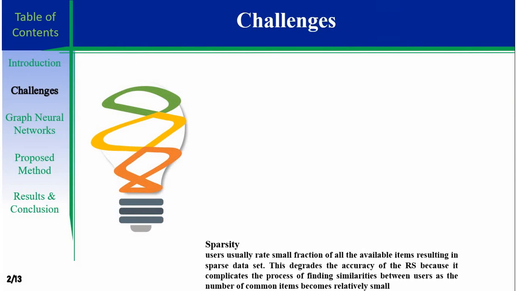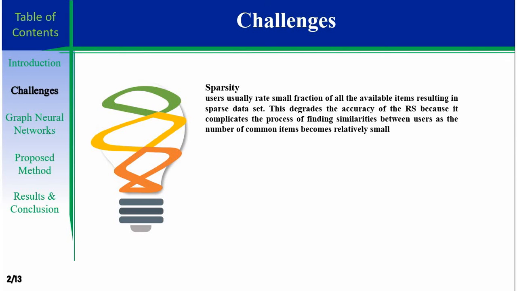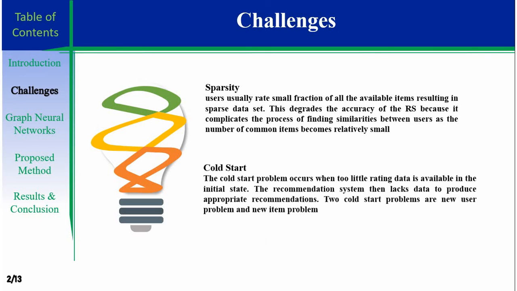Challenges in recommender systems. Sparsity. Users usually rate a small fraction of all available items, resulting in a sparse dataset. This degrades the accuracy of the RS because it complicates the process of finding similarities between users as the number of common items becomes relatively small.